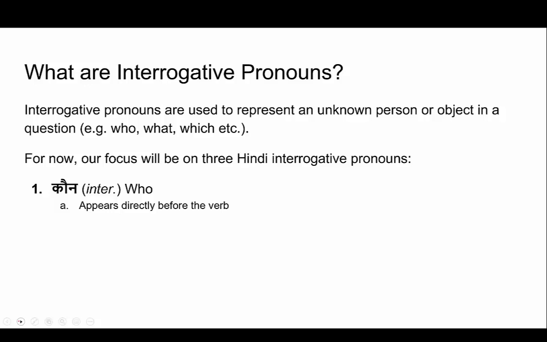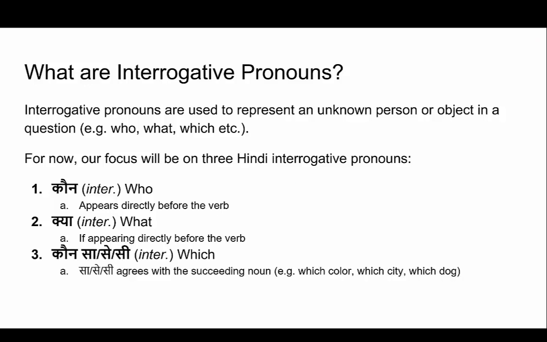sentence. The second interrogative pronoun is kya, which means what. Now, kya as a word in general is tricky because it does have different meanings depending on its position in the sentence. If it's the very first word of the sentence, it turns the sentence into a question, a yes or no question. But if it appears directly before the verb of the sentence, it functions as the interrogative pronoun what.